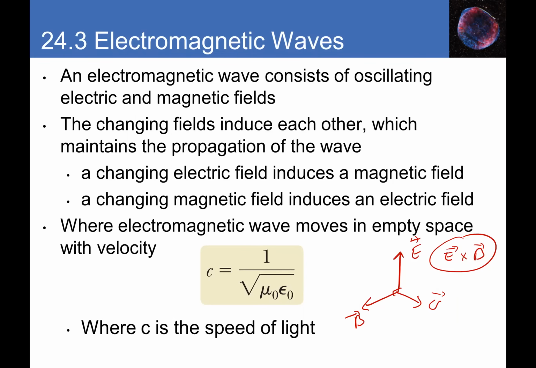And that velocity, after he calculated, ended up just being equal to 1 divided by the square root of mu naught times epsilon naught. That means it just depends on those constants. That means it's a constant. It doesn't depend on anything else. And when he calculated this, he got 3 times 10 to the 8 meters per second. That means the electromagnetic wave is moving at the same speed as light moving in vacuum.